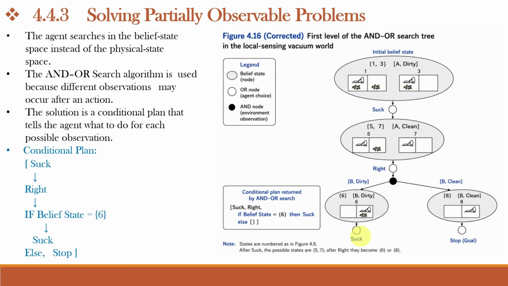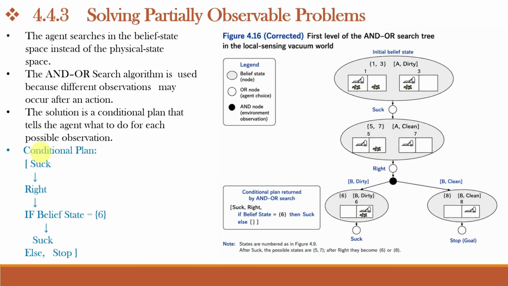And in step 5, we execute the conditional plan. So the agent checks if its belief state is 6, then the right square is dirty, and so the agent again performs the suck action. And if the belief state is 8, then both the squares are clean, so no further action is needed and the agent stops. So if belief state is equal to 6, then suck, else stop.